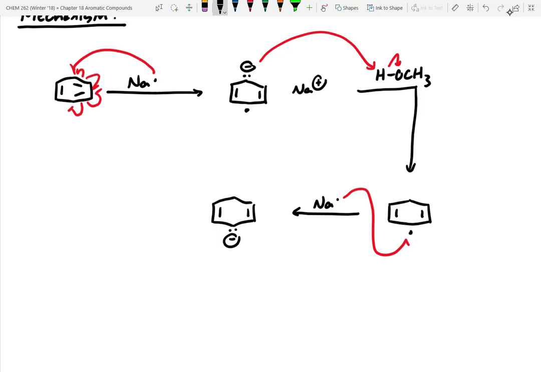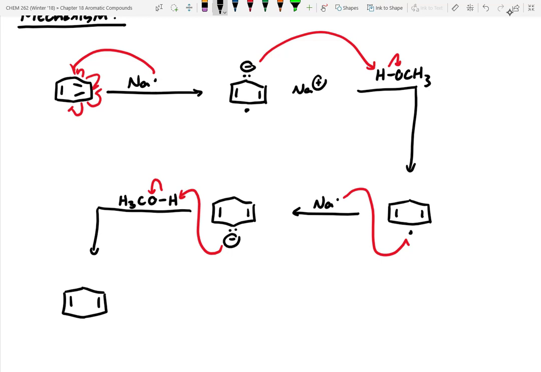And what do you think happens next based on what we've seen previously? Another protonation. Yeah, another protonation with methanol. So this negatively charged carbon will steal a proton back. And you end up with your final product.